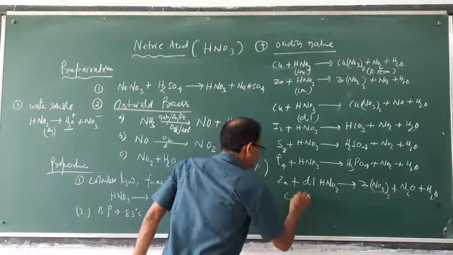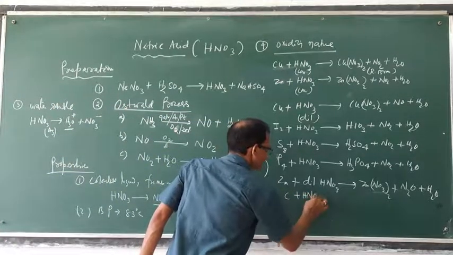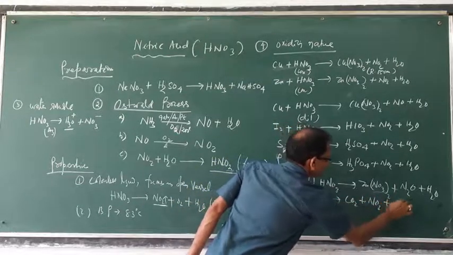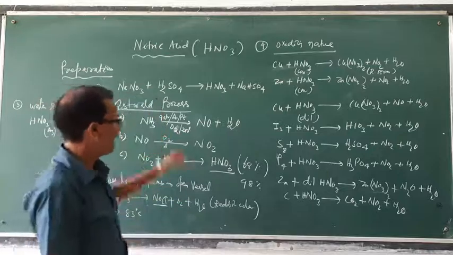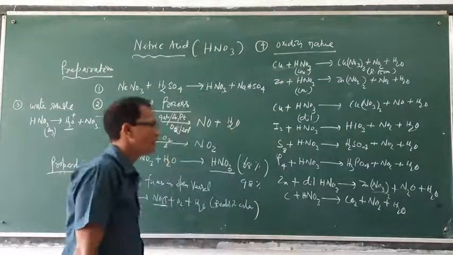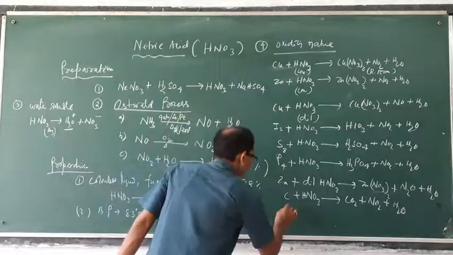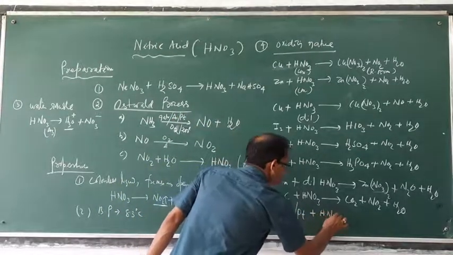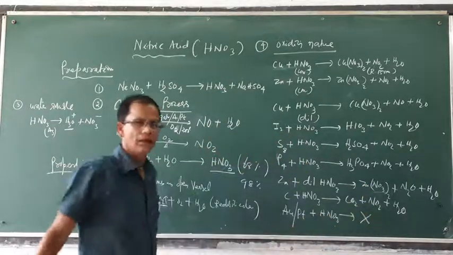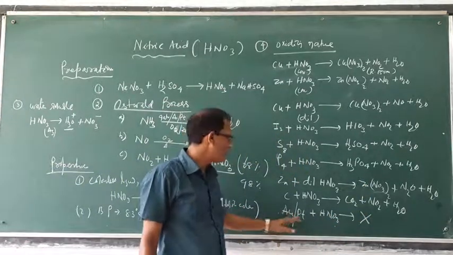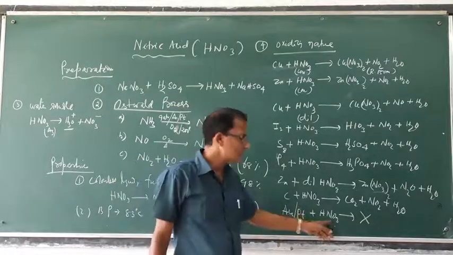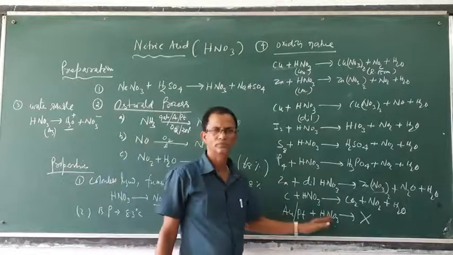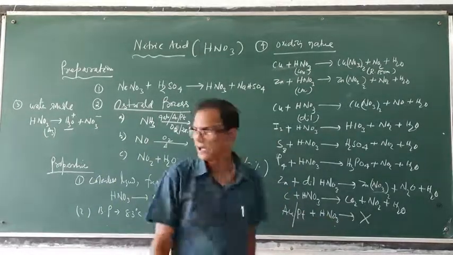Similarly, if you take carbon plus nitric acid, it produces carbon dioxide plus NO2 plus water. And a very important thing is that generally gold and platinum with nitric acid give no reaction, because these are noble metals. Gold and platinum do not react with nitric acid. But to dissolve gold and platinum, we have to use aqua regia.